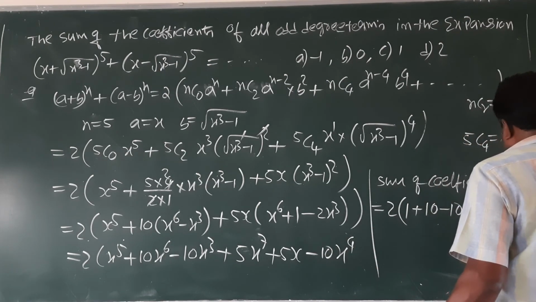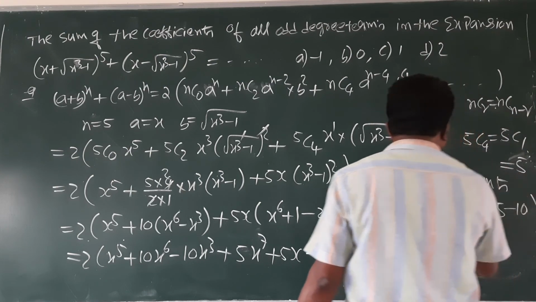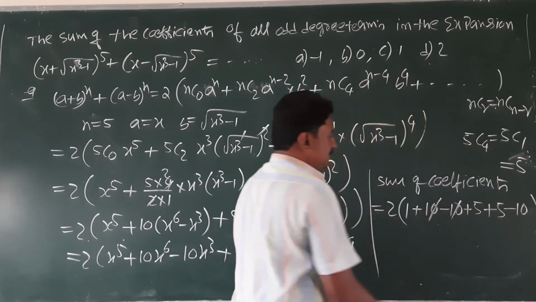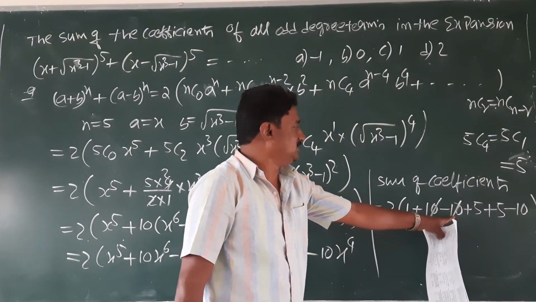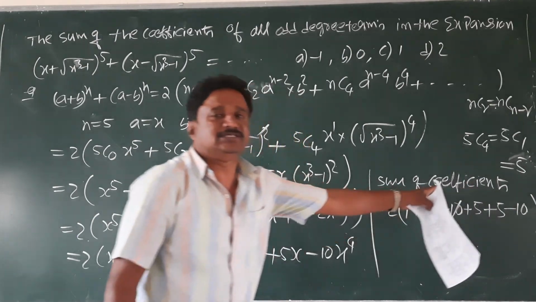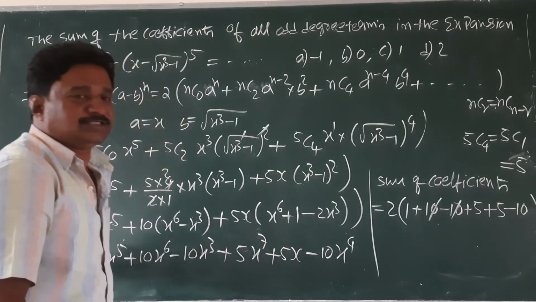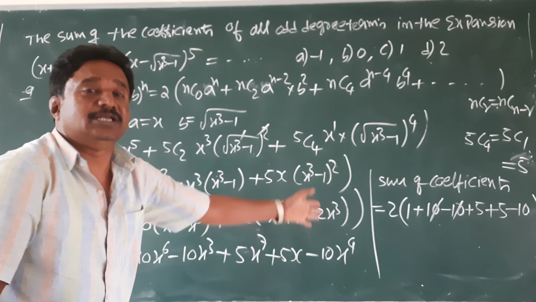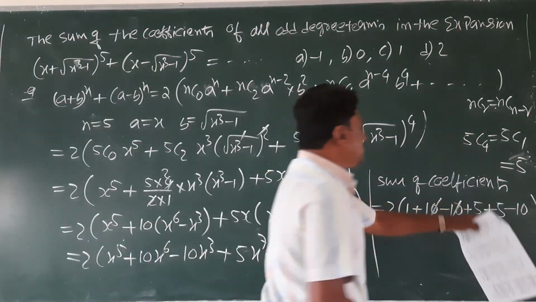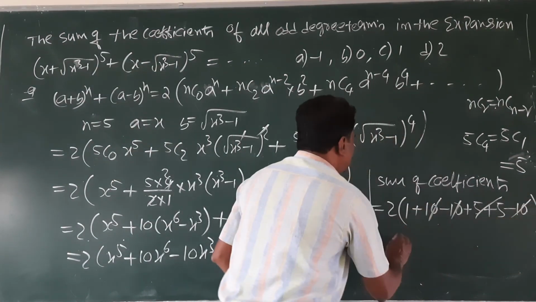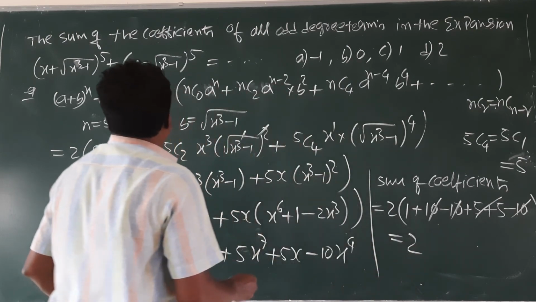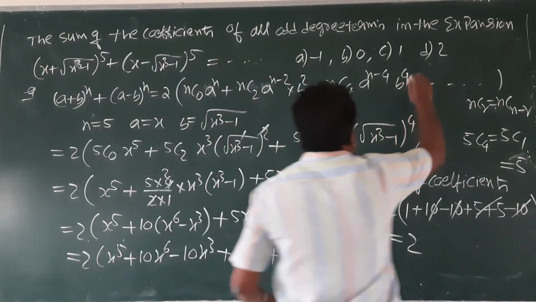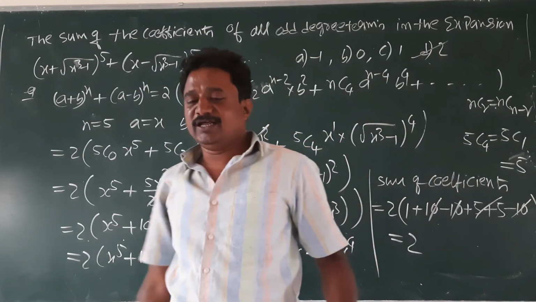Plus 10 minus 10 gets canceled, 5 plus 5, and plus 10 minus 10 gets canceled. Sum of coefficients: you collect only coefficients from this. The coefficient numbers from that are 5 plus 5, 10. So 2 ones are 2. The answer is 2. Which option is correct, students? D. I hope you are understanding.